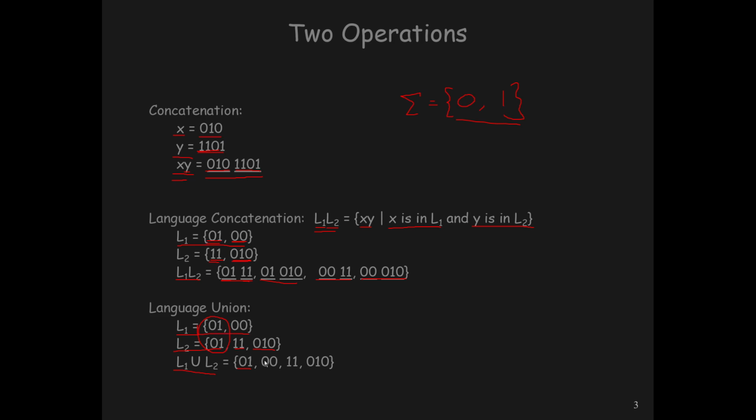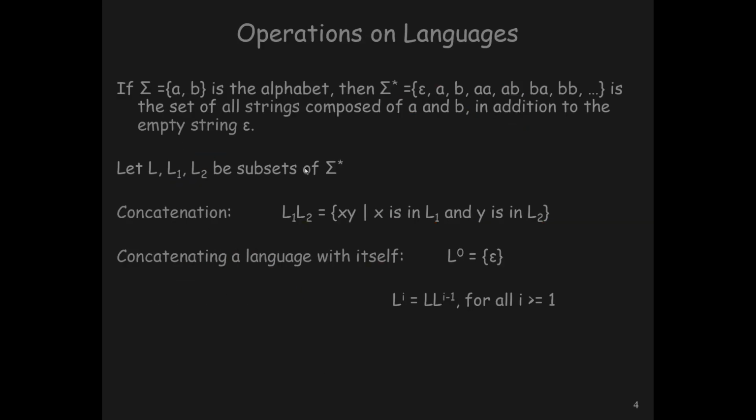So the union is the set of all strings that are in at least one of the two languages. So 0, 1's in both, that counts. 0, 0 is in one of them, that counts. So it's in the union. 1, 1's in at least one of them, which is L2 in this case. So it's in the union and so on.